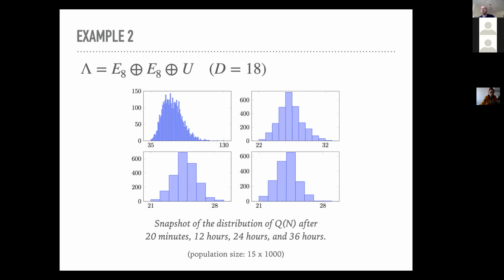We could do the same thing for a larger lattice, for example, E8 times E8 times one of these U factors. And here the dimension would be 18. And suddenly the problem is much harder. We see that we still have convergent behavior towards smaller values of this Q. But the last snapshot, for example, is after 36 hours, and even after 36 hours, we are not sure if we really converged to the minimum or not. Notice that here the populations are also larger.